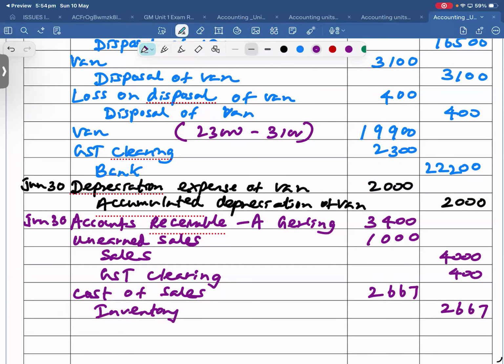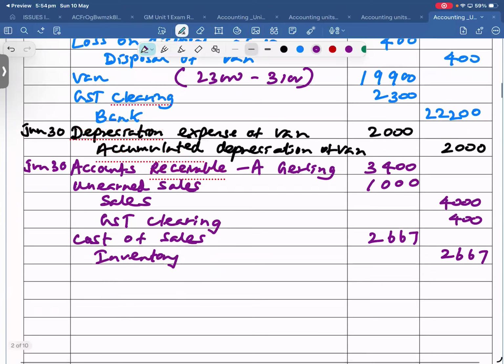Wait, so I didn't get the sequence, like the transaction. So what is the first entry that had happened?